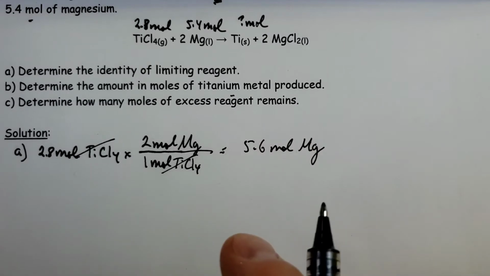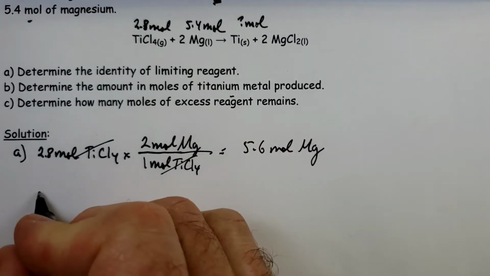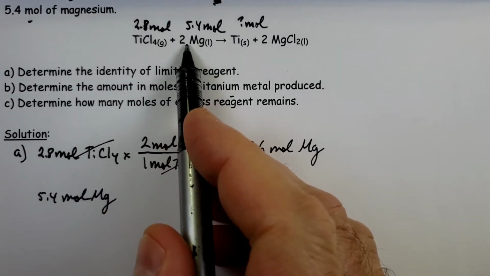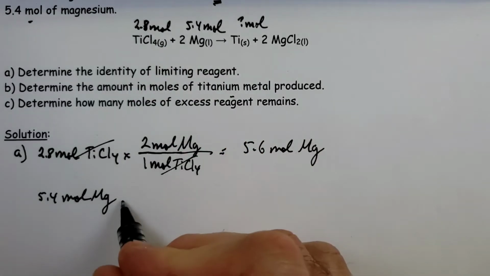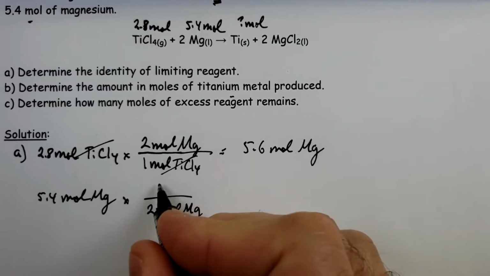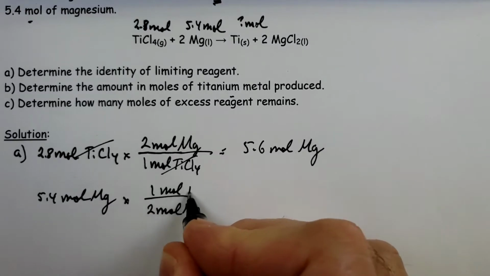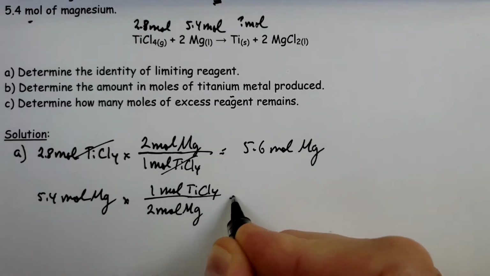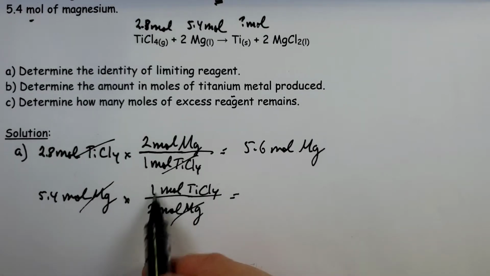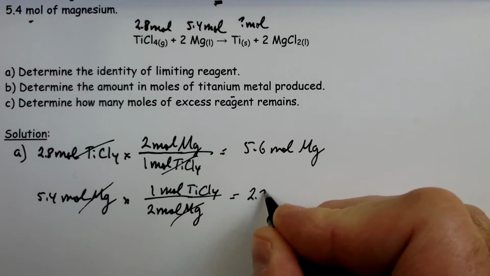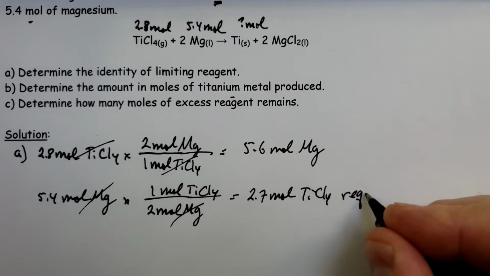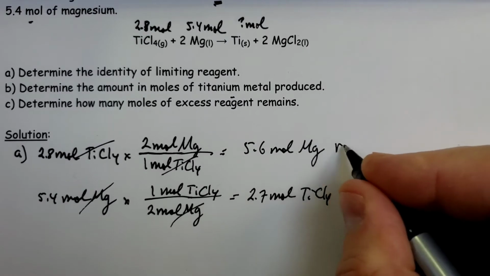Okay? Before we worry about analyzing that, let's do the reverse. Let's see, what if I had tried to use up the 5.4 moles of magnesium? According to that, 2 moles of magnesium requires 1 mole of titanium tetrachloride. So again, units on top cancel with units on the bottom. 5.4 times 1 divided by 2, that's going to give me 2.7 moles of titanium tetrachloride required.